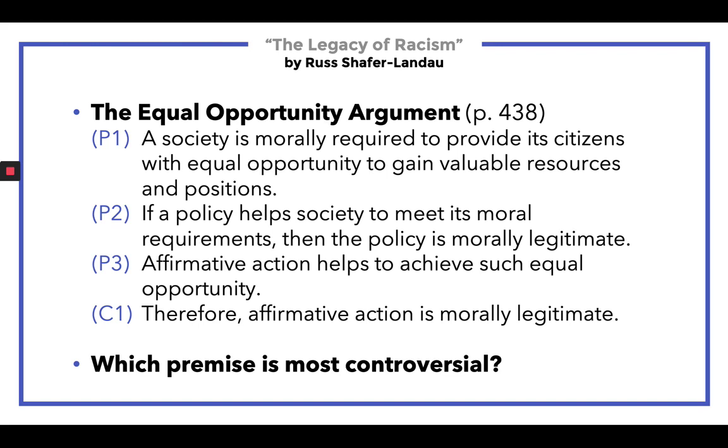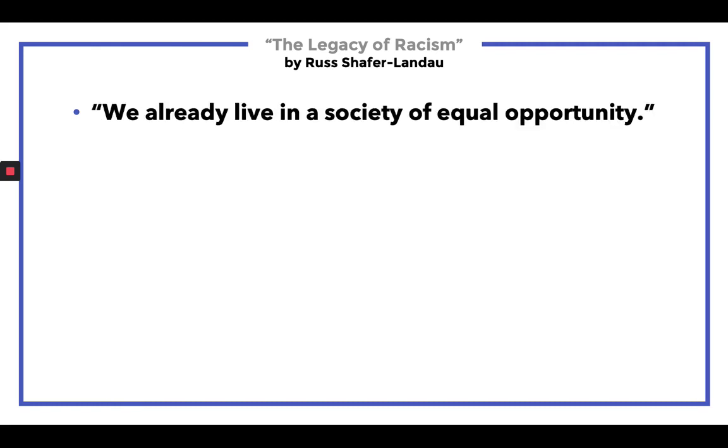Premise 1, societies should provide citizens with equal opportunity to gain valuable resources and positions. That seems right. That's what society should do, give people equal opportunities. So if policies help society meet this goal, then it seems like those policies are legitimate. Premise 3 says affirmative action helps achieve the goal of equal opportunity. Now this is the premise that's going to be controversial, according to Shafer-Landau, because some people think, as he describes in his chapter, we already live in a society of equal opportunity. And I think in many ways that's true. We do live in a society of equal opportunity.